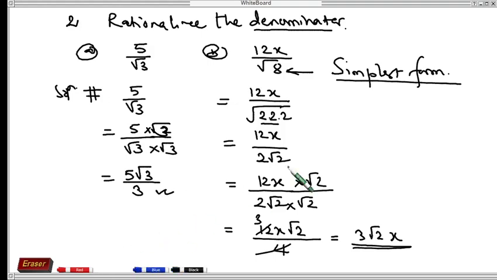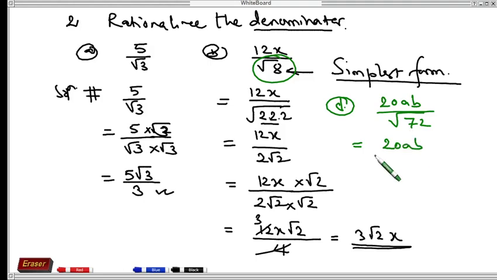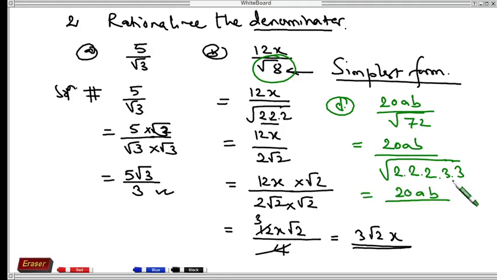Okay, now moving to the next question, dear students. Suppose we are given 20ab over root under 72. Like this, 72 is also not in the simplest form. So 20ab over, let's find the factors: 72 is 2 times 36, 36 is 2 times 18, 18 is 2 times 9 and 3 times 3. Let me check, 3 nines are 27, add 72. From these, taking out pairs, we get 6 root 2.